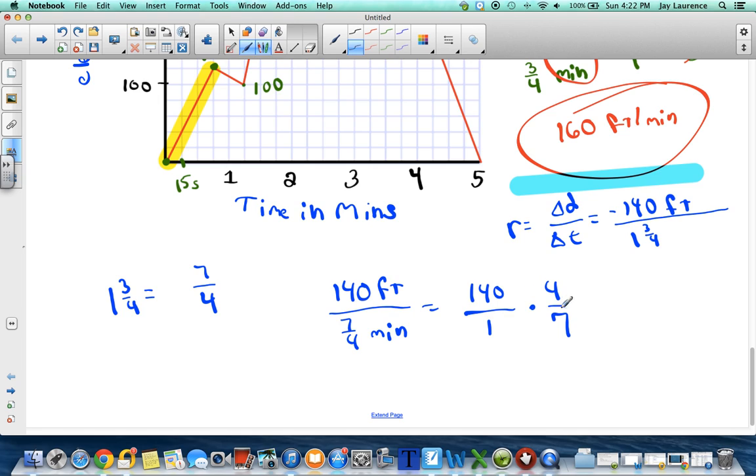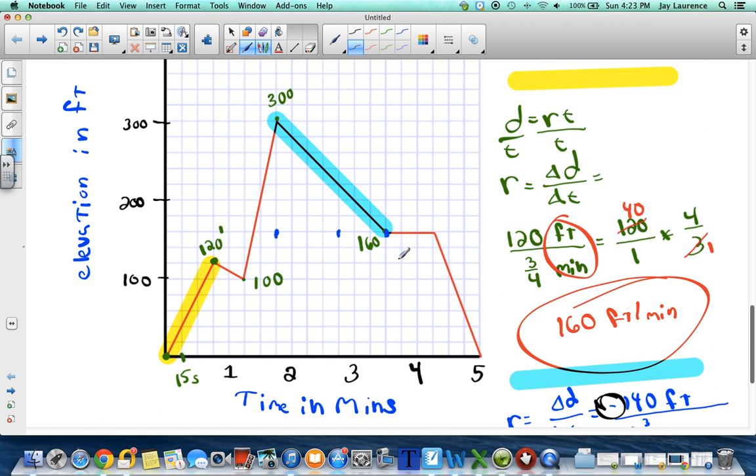And then Wonder Woman shows up, and 7 goes into 7 once, goes into 140 20 times. 20 times 4 is 80. I'm going to call it a negative 80 because it was going downward. So it's descending at a rate of 80 feet per minute. Now, if I'm going to say descending, I probably won't put the negative there. If I'm going to say it's changing by negative 80 feet per minute, I'm telling the reader it's going down, and it's going down fast.